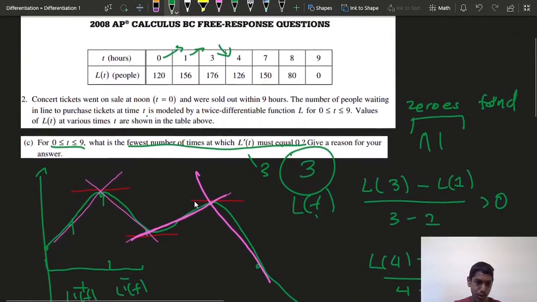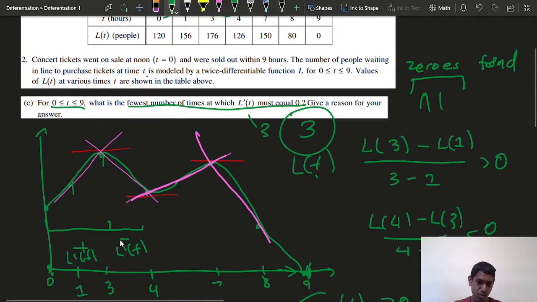Just to recap some strategies, always a good idea to sketch out table problems in an approximate graph to get an intuition for what this graph may look like, and then formalize your answer from there.